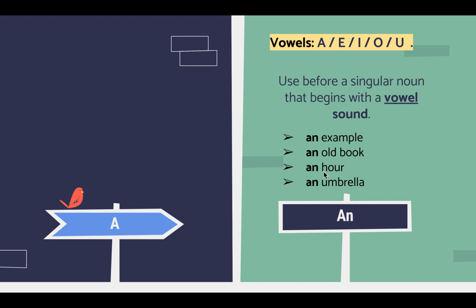The next one is tricky, an hour. Here we have H, and H is not a vowel letter, but notice the sound that this word makes. Hour. It's not the H that we hear, it's the sound from the O that we hear. So this is also a vowel sound, from this letter. The next one is similar, an umbrella.